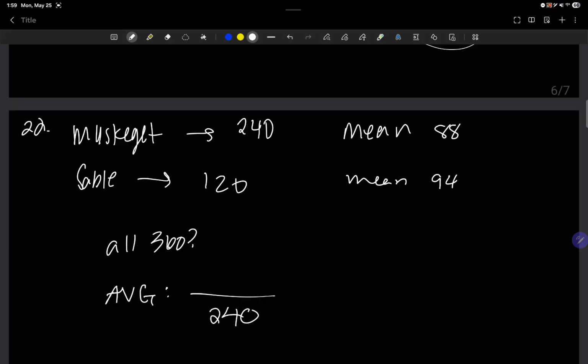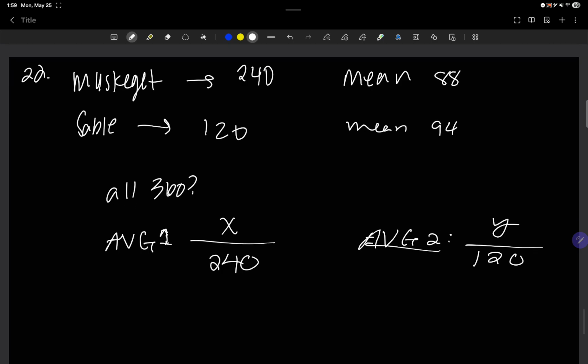So we have some number, let's call it x. So we'll say average 1. We'll call this average 2. So the other average, we'll call it y, had to have been divided by 120, right? Okay. So we know that this mean was 88. This mean was 94. So we can find both x and y.